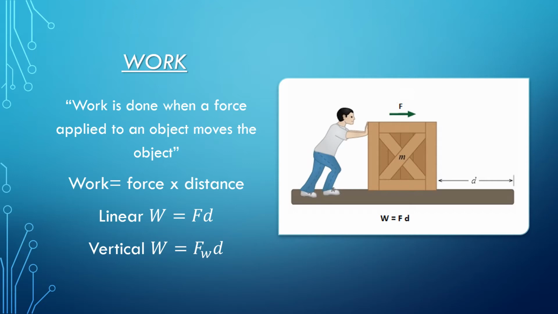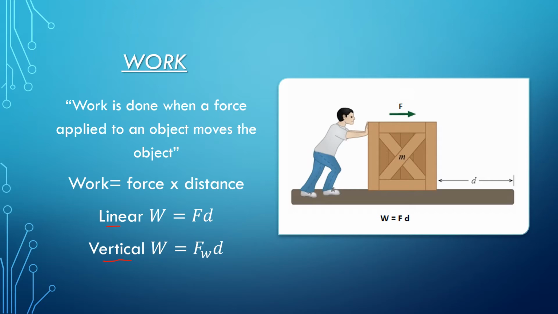So when we calculate work, we're going to look at two different types. We're going to look at linear, shown in the example picture, where a person is pushing a crate across a certain distance. We're also going to look at vertical work, and this will be picking something up. If you are picking up a box and setting it on a table, or picking up grocery bags and setting them on the counter, this would be vertical work. You are lifting something up.